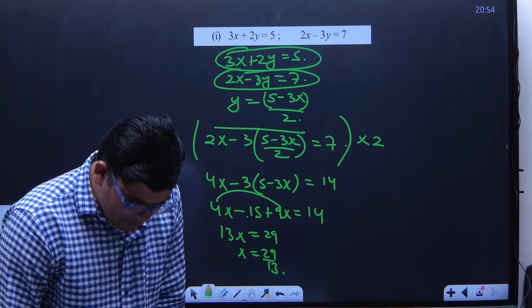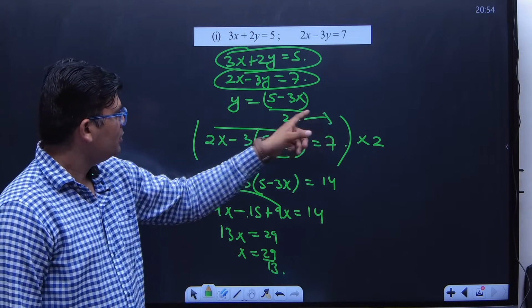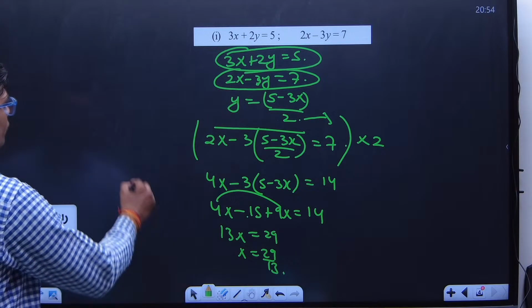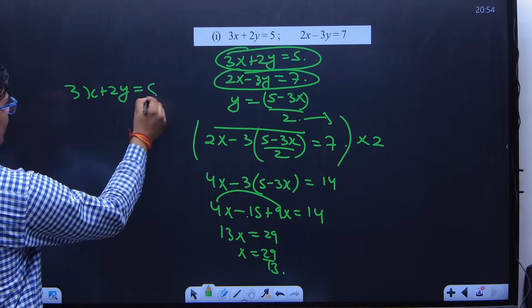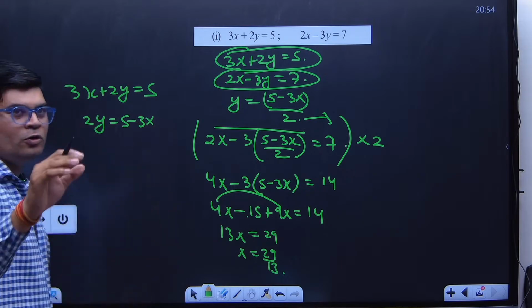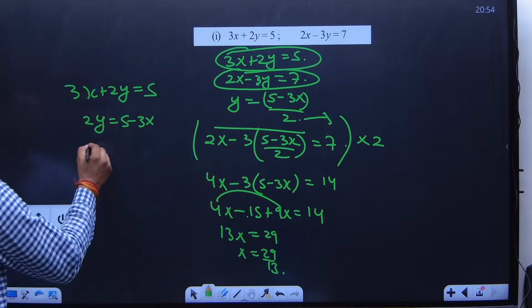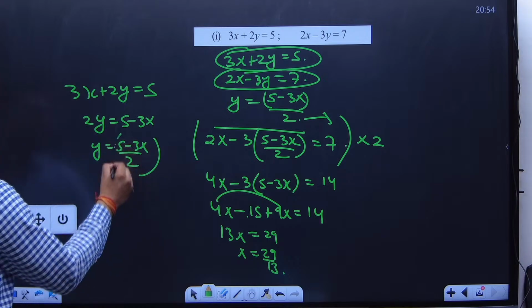Which 2, son? This 2, are you saying? So this 2 is divided because of this 2y. So the equation was 3x plus 2y is equal to 5. So 2y will be equal to 5 minus 3x. I am talking to one of the YouTube students, okay? Don't worry, you keep doing your question. So y will be equal to 5 minus 3x by 2. That's why by 2.